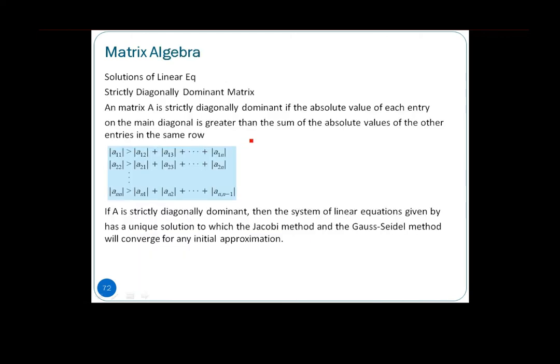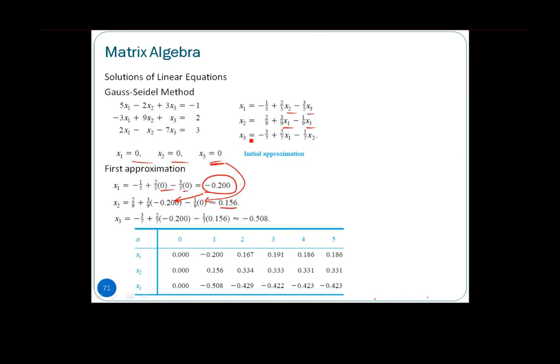0.156, which is your x2. To calculate x3 next, you need x1 and x2, which are negative 0.2 and 0.156. Substitute them into here for your x3, to get your x1, x2, x3 of the first iteration. That is the only difference between Jacobi and Gauss-Seidel. For Gauss-Seidel, here you need 5 iterations to stop, basically to get a consistent result.